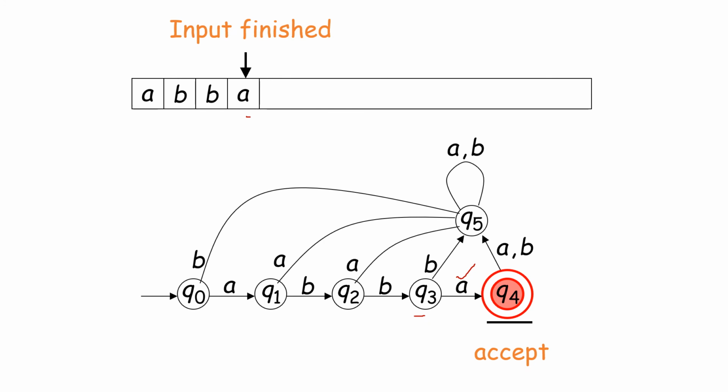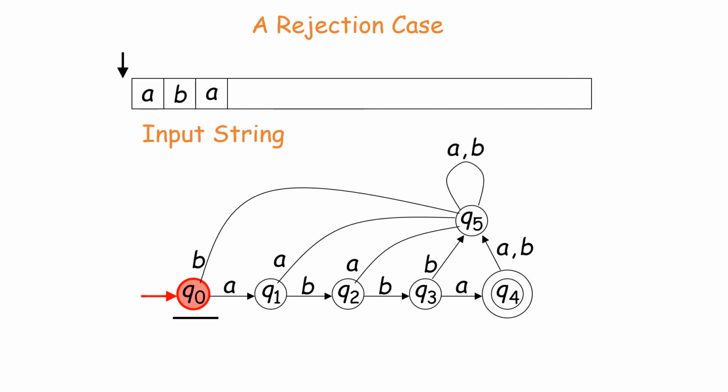Next again we need to check for the next input. There is no input. But finally we are in the final state. Right, there is no input, and at that time we are reaching the final state. What is the meaning of this? This string belongs to the language. It is accepted. Suppose it is not accepted, but rejected, then how do we know that?